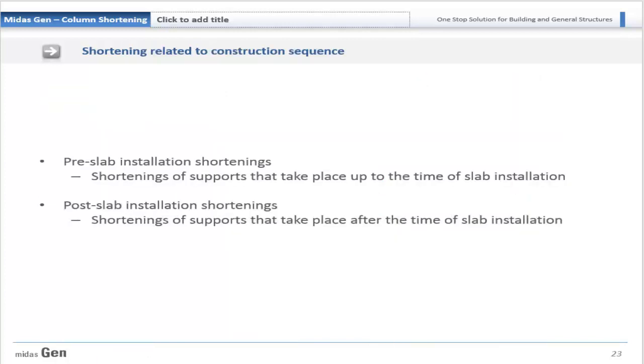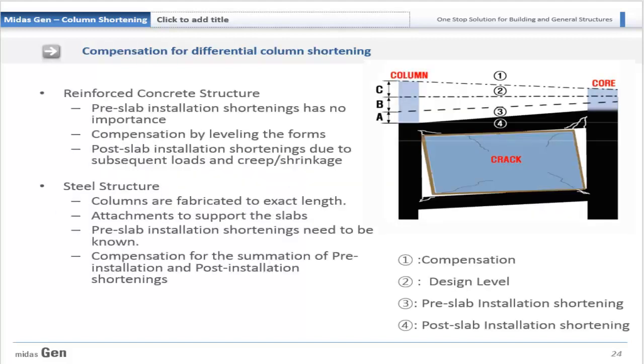Overall, there are two shortening results. One is pre-slab installation shortening, which is shortening that takes place up to the time of slab installation, and the other is the post-slab installation shortening, which is the shortening of supports that takes place after the time of slab installation. In case of RC structures, the pre-slab installation shortening has no importance at all. This is because the compensation is done already by leveling the formwork of the slabs.